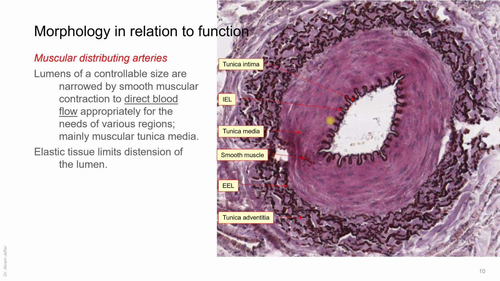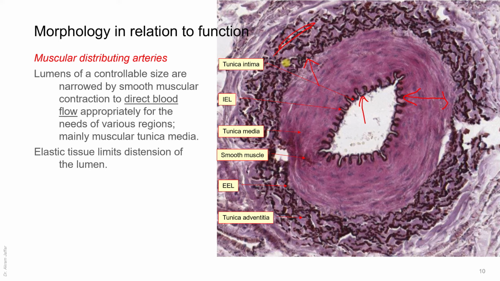This is another section showing here an artery. And again, why is this an artery? Because the profile, the section, is not deformed like in the vein. I can see an internal elastic lamina, and I can see that there is an external elastic lamina, and there is a thick tunica media, multiple layers of smooth muscle fibers, and there is a tunica adventitia. This means that the lumen, because of the thick tunica media with smooth muscle fibers, is controllable in size, as I mentioned.